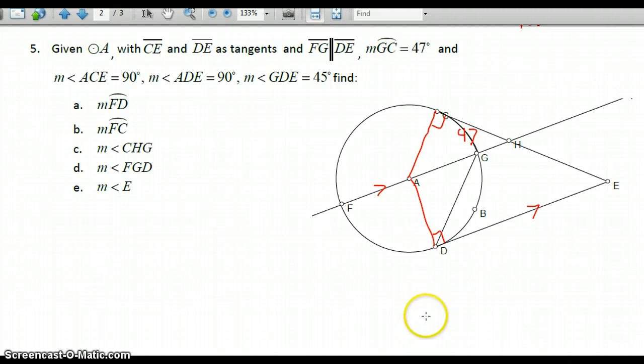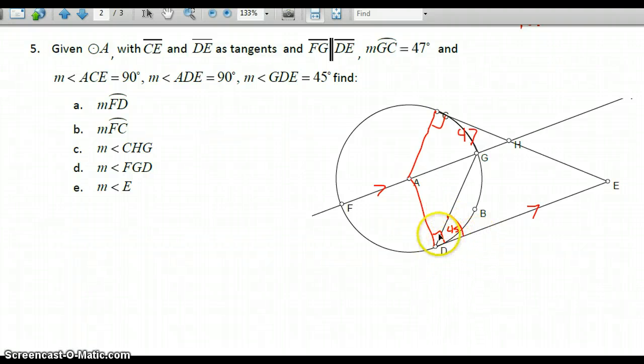And GDE is 45. This is an angle. G to D to E is 45. Interesting. I'll just say this is 45. This angle here is 45. Find FD. Arc FD. Arc from F to D. Well, if this is 90 right here, and this is 45.